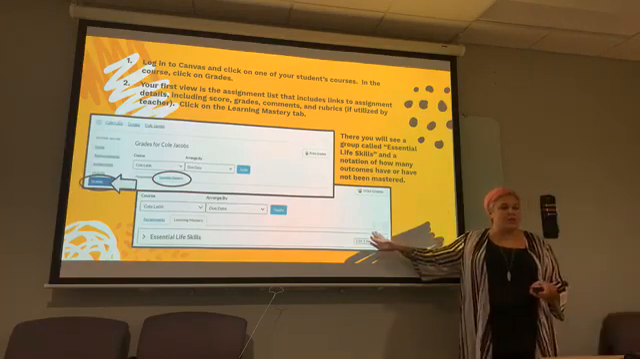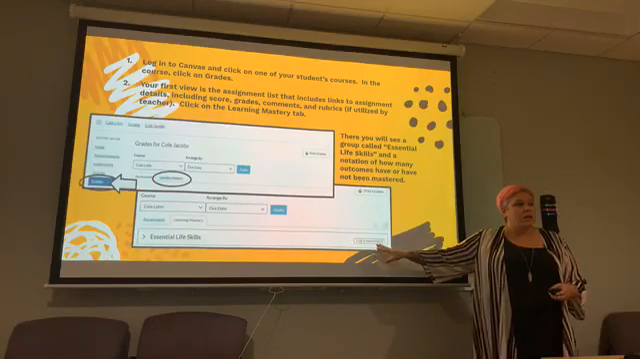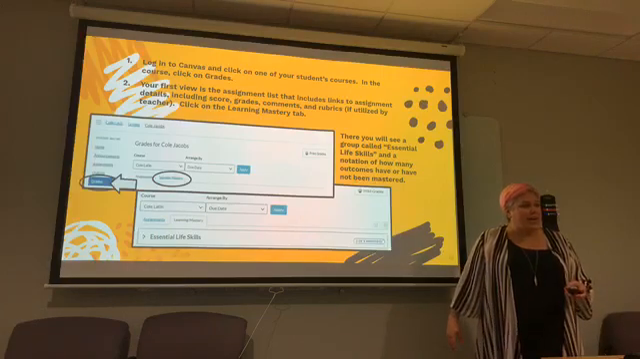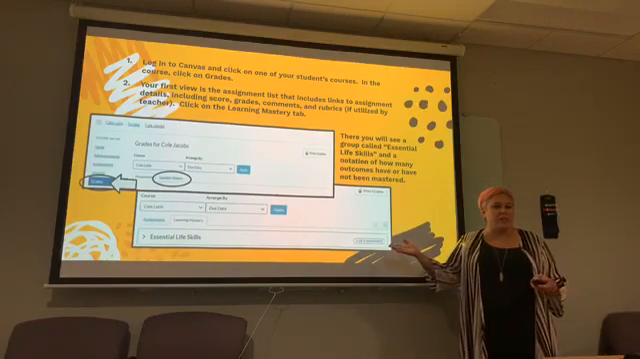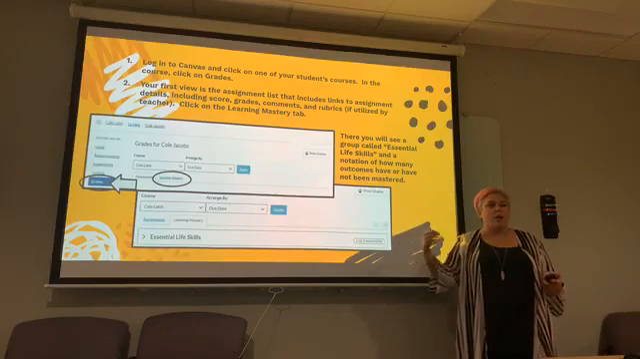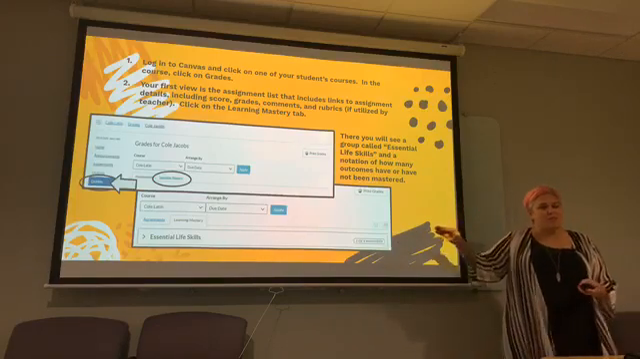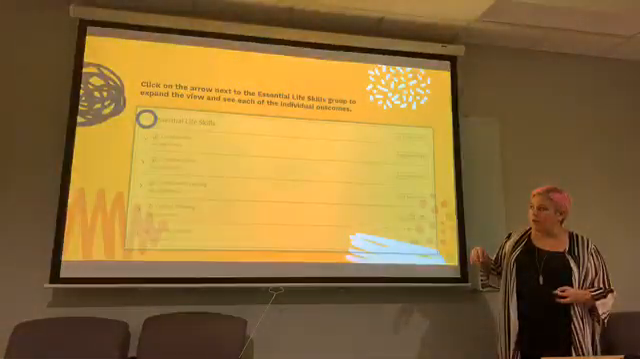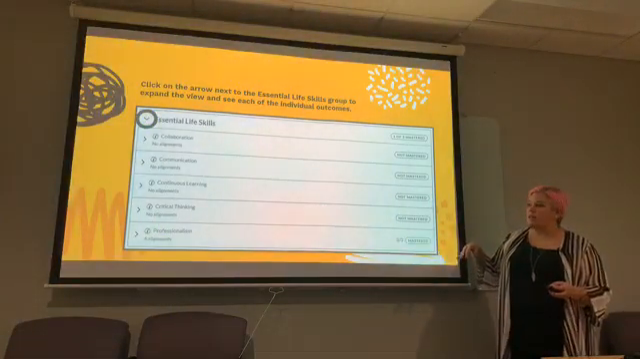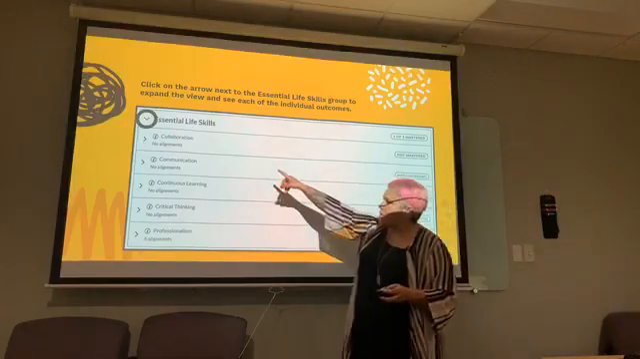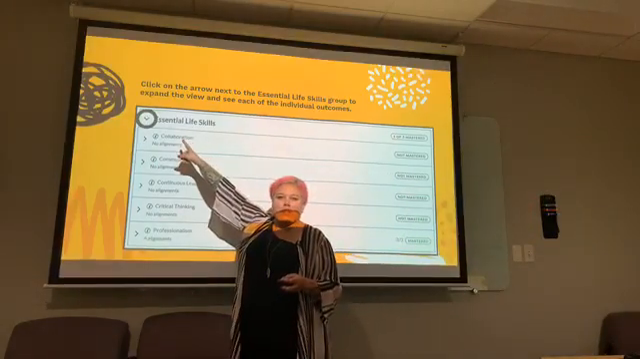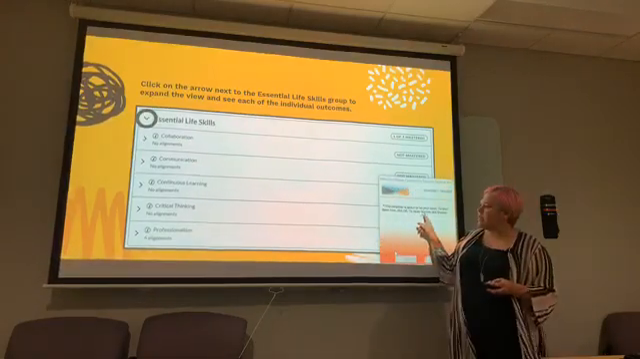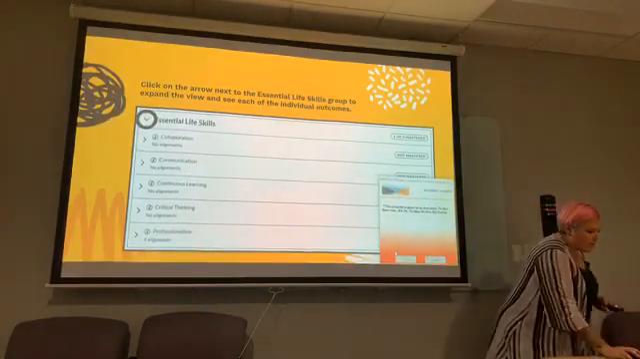So did everybody get to the Learning Mastery? There's some that say high school 9 through 12 too. Okay. So yeah, it depends, because they can rename it whatever they want. So I can't tell you that this is this way for everybody. And do we drill into them? Yep. So then you click on that little arrow next to essential life skills, and then it opens up all of the essential life skills.